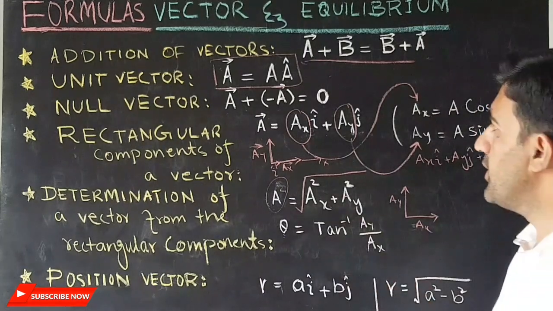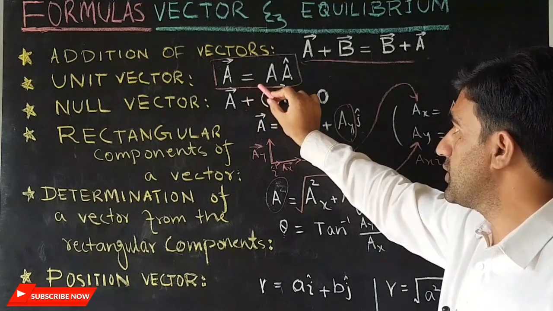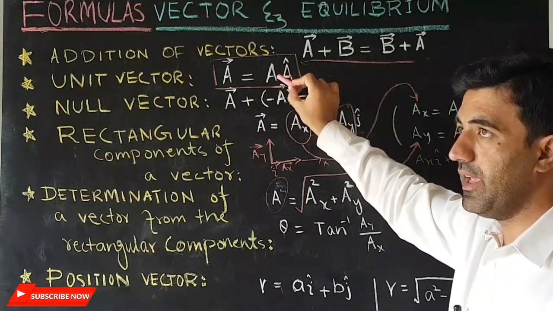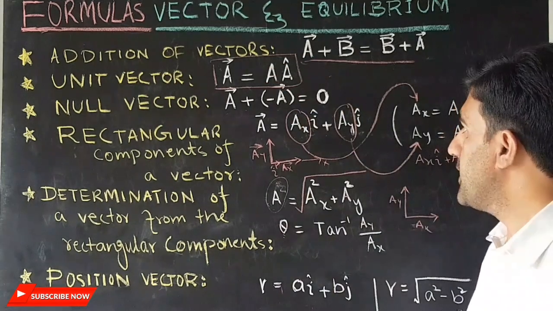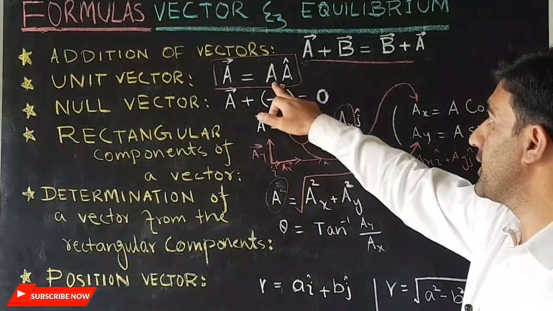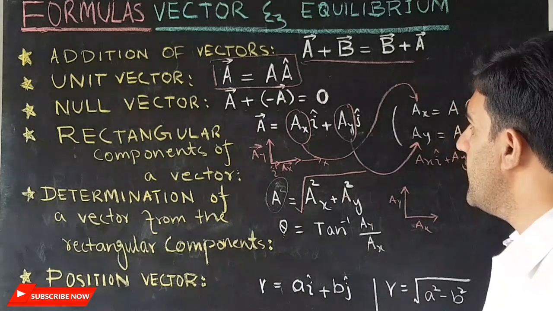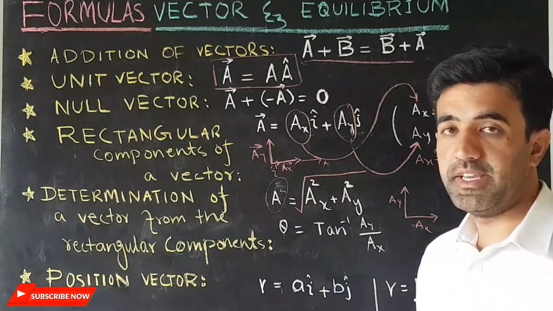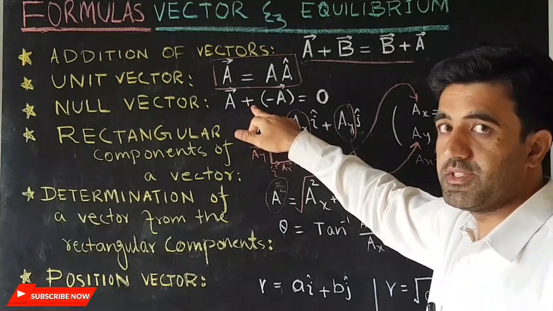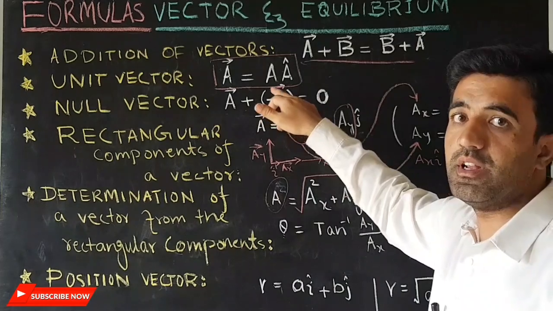Further, we have a unit vector which can be written in this form: vector A is equal to A magnitude times A hat. Simply, a vector in physics is equal to the product of magnitude times the unit vector. A null vector can be written as a vector plus its negative vector is equal to the null vector.